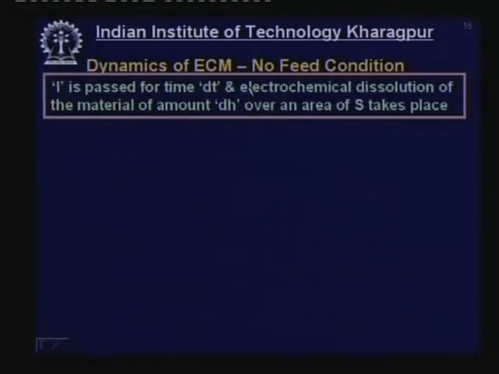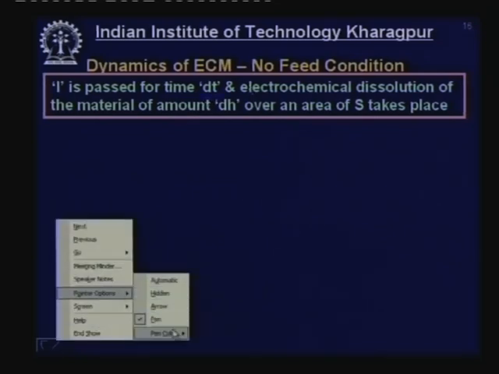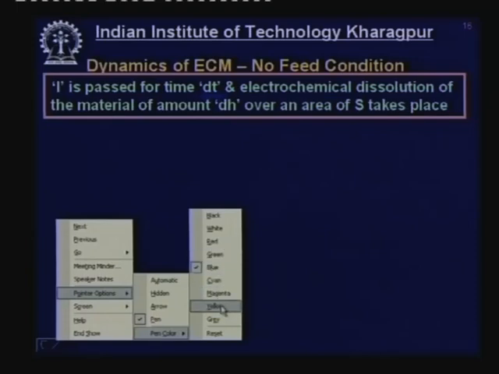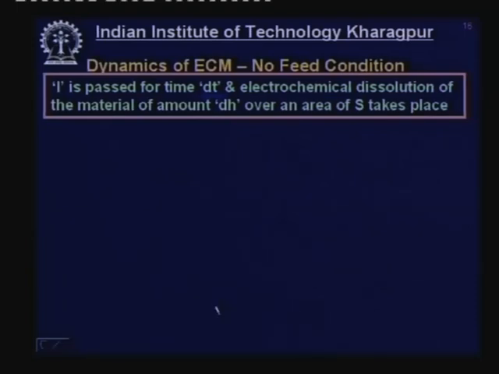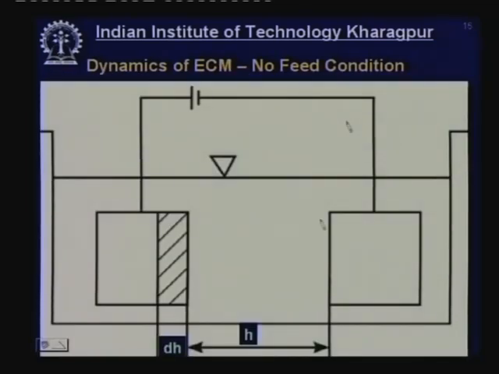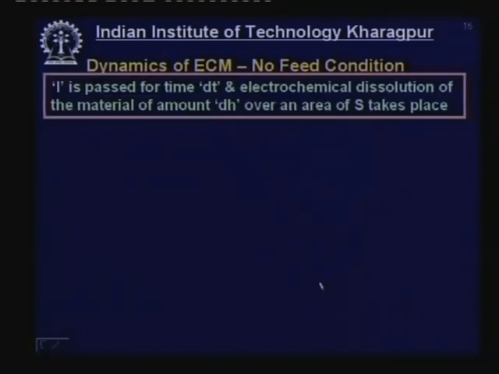How would you study it? The statement is, I amount of current is passed over a time dt, and in the process we get a dissolution of dH over an area of S. What is that area? If you go back to the previous figure, this is the area S, that is the area of the workpiece. We already have the expression of I. What is that I? I is nothing but the ohmic drop V by R. This is my resistance. So, resistance can be written as resistivity into H, that is the distance, divided by S.